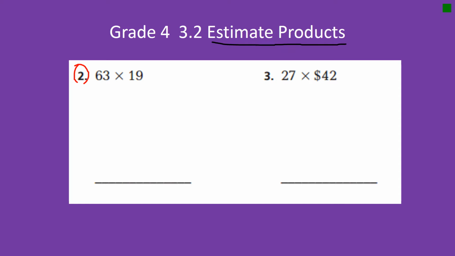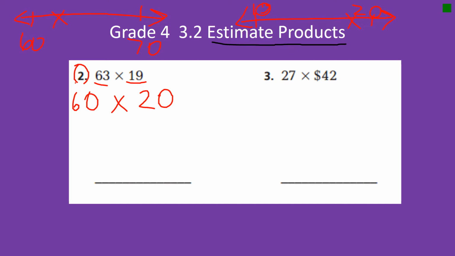So let's start here on number 2. Think about a number line. There's the number 63, okay? If you put 63 between 60 and 70, 63 would be right around there. It's closer to 60. Remember? Times, and then we have 19. So 19 on a number line is between 10 and 20. 19, that's right next to 20, isn't it? So 19 is closer to 20. So we used rounding as a way to estimate.